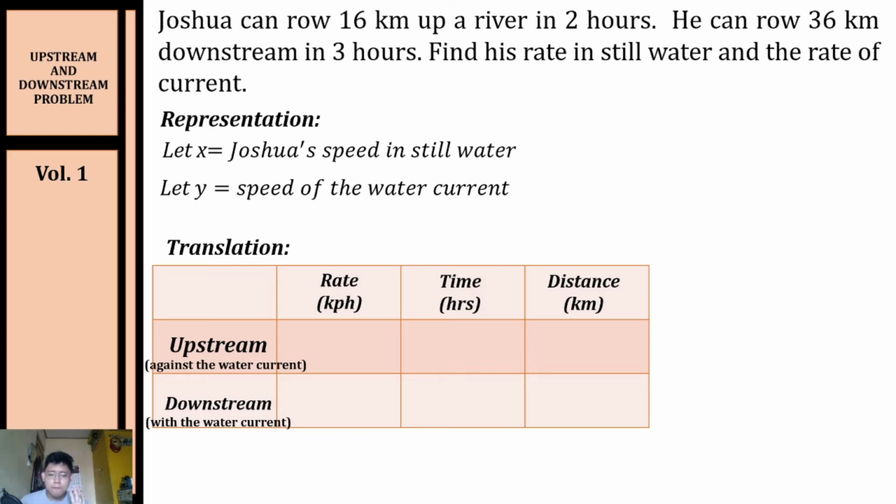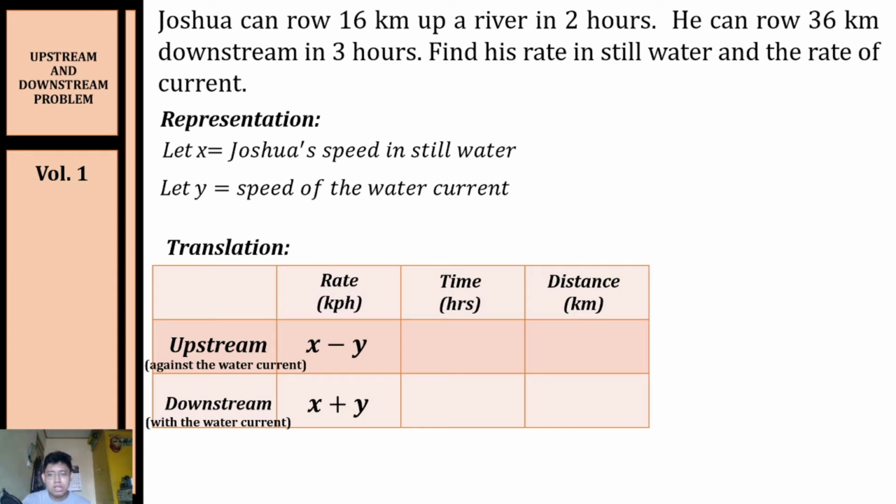So now for the rate of Joshua moving up, it is not stated how fast Joshua is, but we can have a representation. Since he is moving against the water current, we can represent it as his speed in still water minus the speed of the water current, x minus y. It is subtraction because Joshua is moving against the water current. Now, for downstream, we can represent it as x plus y, since he is moving downstream with the water current, it increases his speed. The water current increases the speed of Joshua.